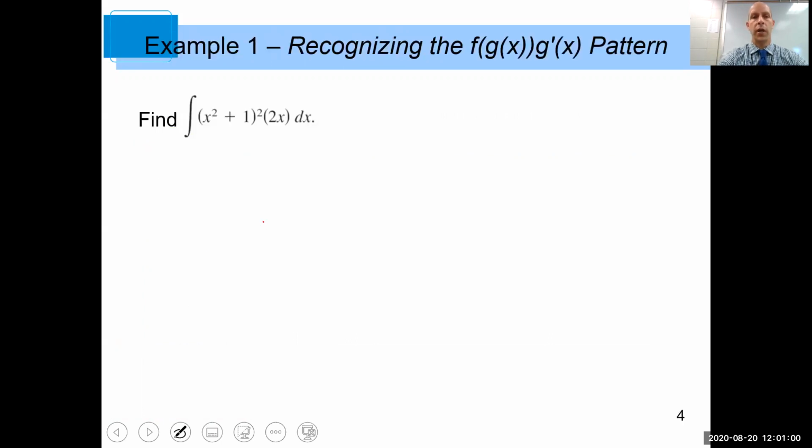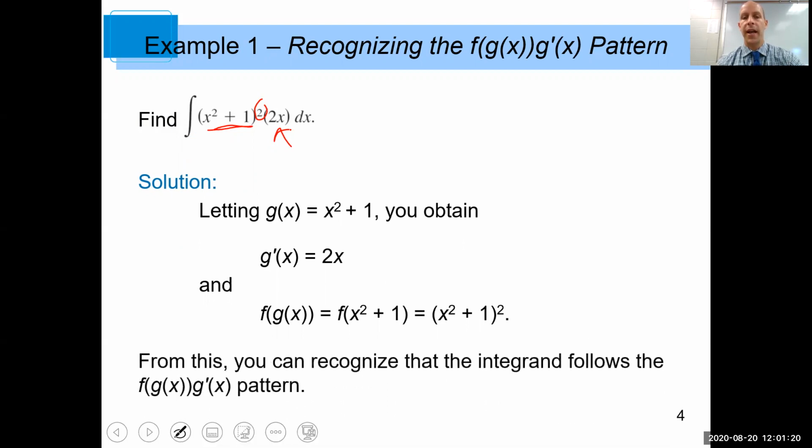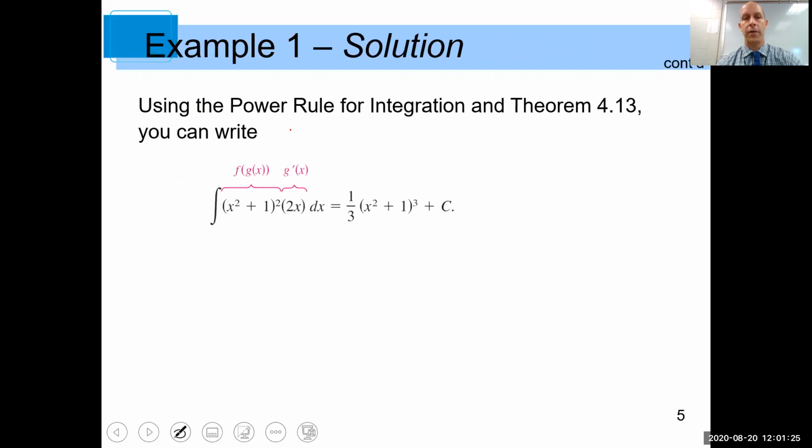If we look here, this is the g of x, and it's raised to the power 2. This turns out to be the derivative of g of x. We look at that x squared plus 1, that's g of x. Its derivative is 2x, so we can look at that as a composition of functions. Since it takes the form f of g of x times g prime of x, we can just use the pattern.